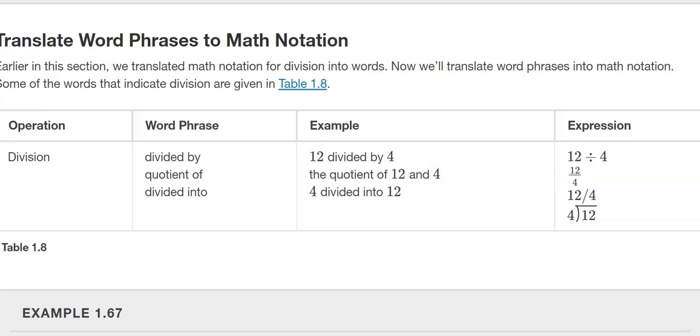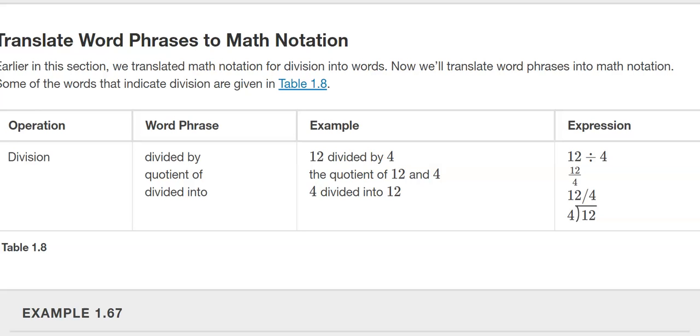The quotient of 12 and 4, once again, just keep the order as it is: 12 and 4. 4 divided into 12. Notice how the language is switched around. Not "by," but it says "into." 4 divided into 12 would mean that you are dividing the 4. 4 is the divisor basically, and 12 is the dividend.